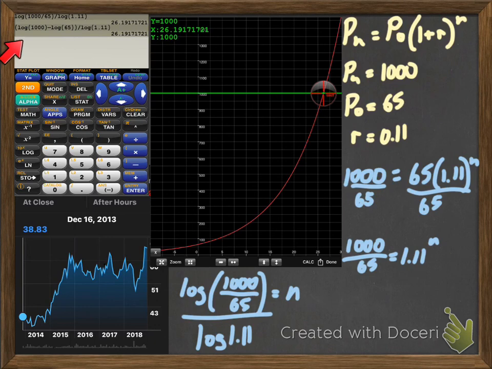So the other thing I wanted to show you is, remember our log rules. The log of 1,000 divided by 65 we can rewrite as log of 1,000 minus log of 65. So remember, if you have some sort of fraction here, it's just log of 1,000 minus log of 65. That was our log rule for that.